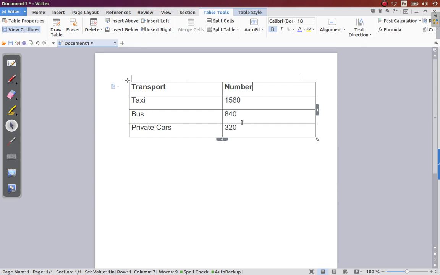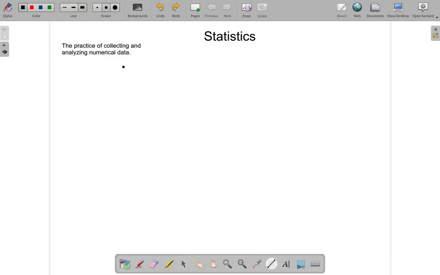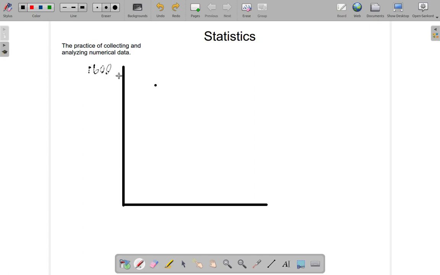Now you want to make a bar chart. What you can do is draw a line here and another line here. Let me just make my bar chart a bit rough. I know that the numbers for taxis went up to 1560. Let's say this goes up to 1600. Say that is 1600, right?